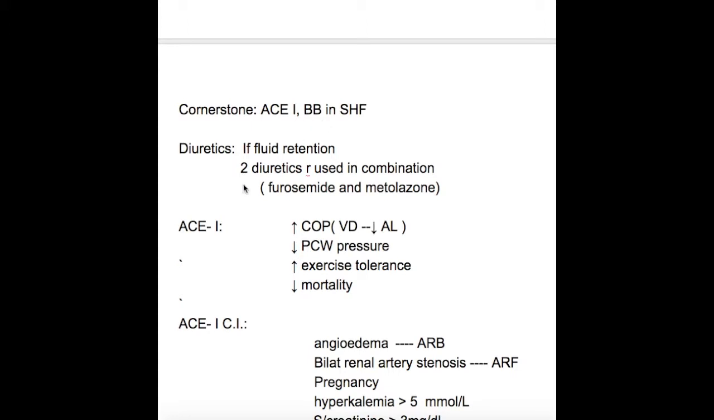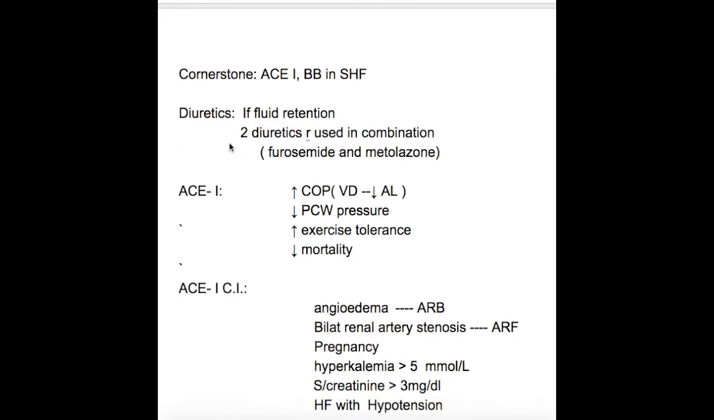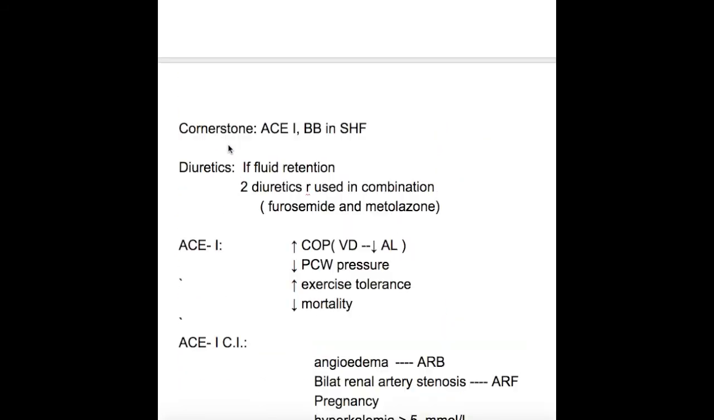As in systolic heart failure, the ejection fraction is reduced. If the ejection fraction is reduced up to 40%, then ACE inhibitors are used. And depending on the fluid retention, if there is a fluid retention, diuretics are added to ACE inhibitors. But if there is no fluid retention, diuretics are not given.